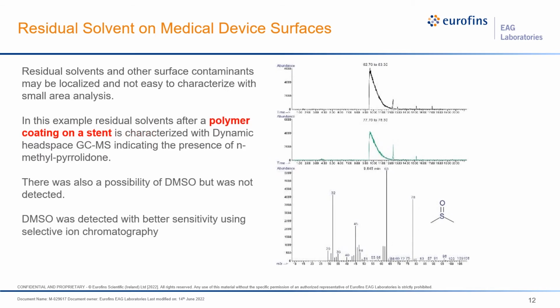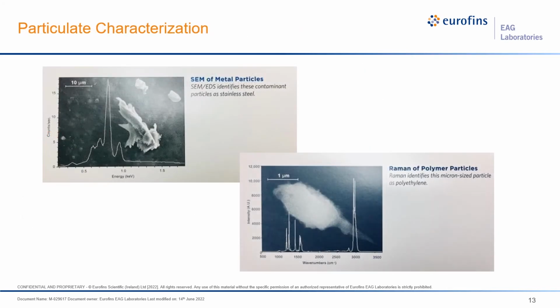With better sensitivity, using selective ion chromatography, DMSO was detected, and these are techniques that are extremely useful when compared to simple surface analytical techniques. Another critical area in device characterization are particulates, whether from the manufacturing process or cleaning process.